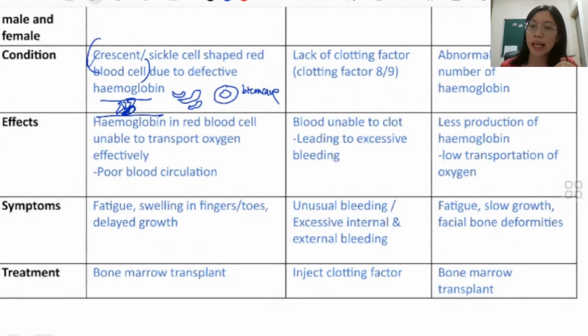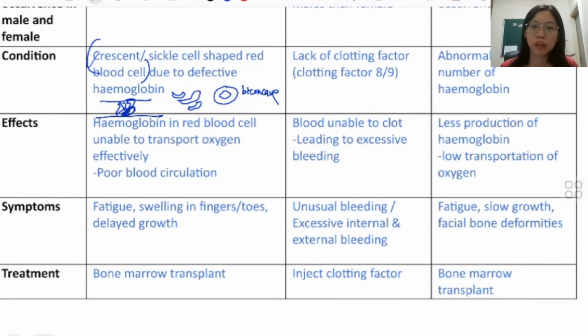And what about hemophilia? Blood unable to clot. That's why the effect is leading to excessive bleeding. That's why you have to say thank you to blood clotting. Whenever you fall down, say thank you to your clotting factor. The effect of thalassemia is less production of hemoglobin, and the hemoglobin produced is abnormal. That's why it will lead to low transportation of oxygen.